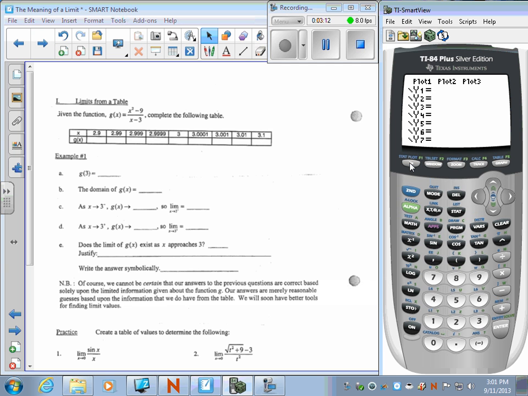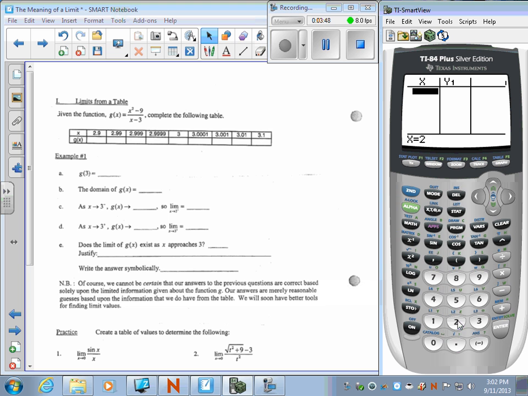So in your y equals, we're going to have x squared minus 9 in our numerator divided by x minus 3. Once I have that in, I'm going to set my table. To set my table, I need to go second and window. Basically, I don't care about any of this. What I really want to do is set my independent variable to ask. That way I can enter any x value that I want, and the calculator will tell me what the y value is. When I now go to table, it's blank.